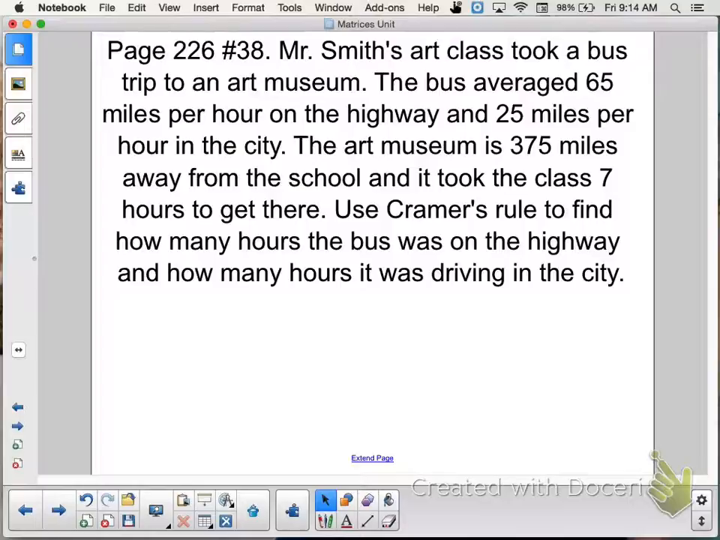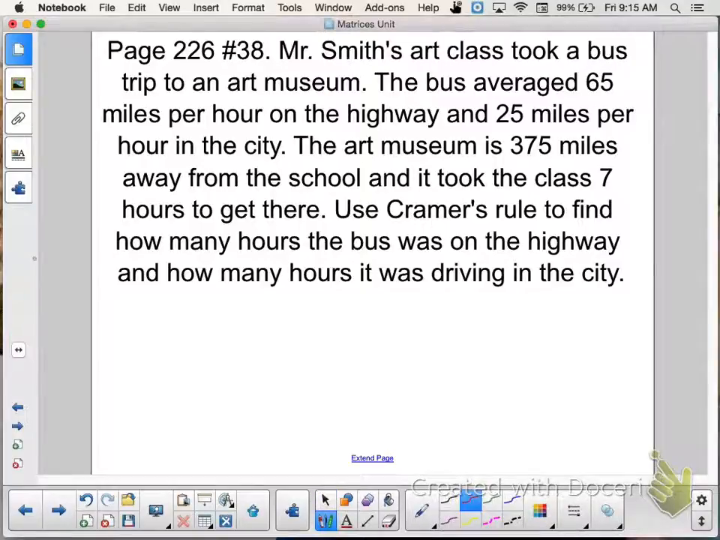So the last part is just talking about how to set up a system of equations. If you are using the book on page 226, this is number 38, and since you're looking at this on a screen, I'm pretty sure you can read it. So we'll just underline the important parts, and I won't read it out loud.